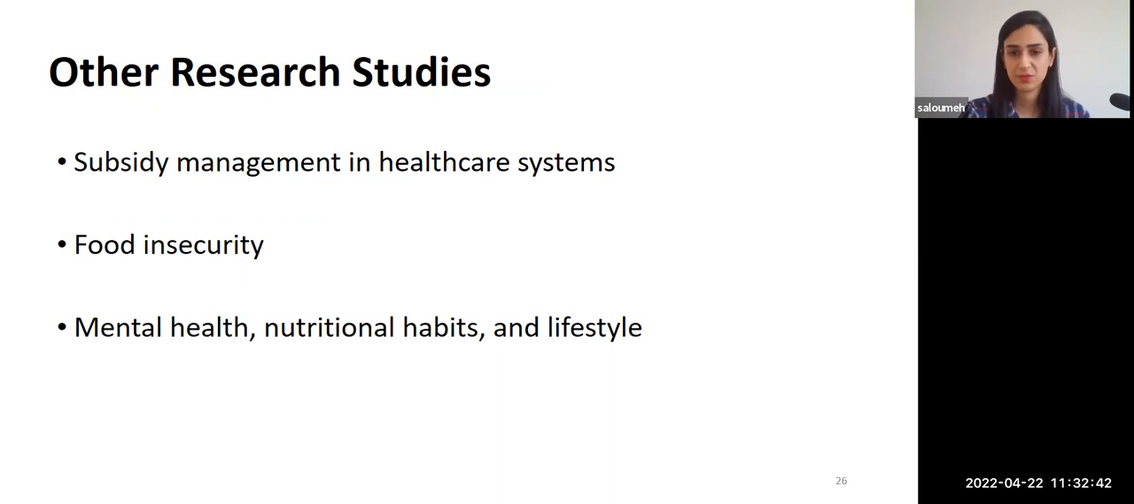I'm working on subsidy management in healthcare systems. In many countries, we have both public and private healthcare systems, so what should be the subsidy level to have a more balanced system? I'm also, during COVID-19, I started working on food insecurity. It's really interesting to see how food insecurity increased after COVID-19 and how the gap between different races increased. If you're interested in operations research, there is lots of room for improvement here and lots of room that you can contribute to these types of research.